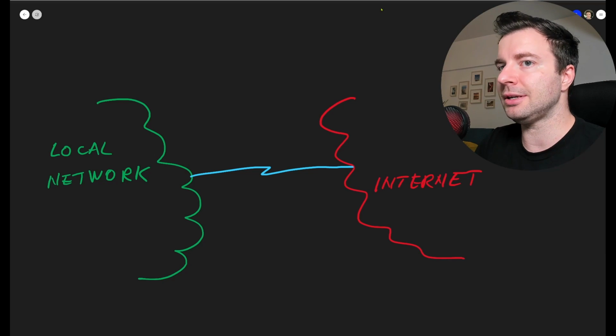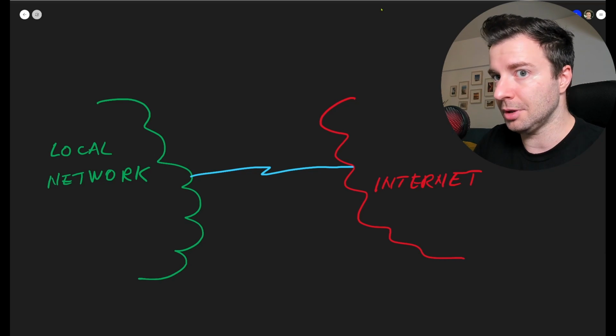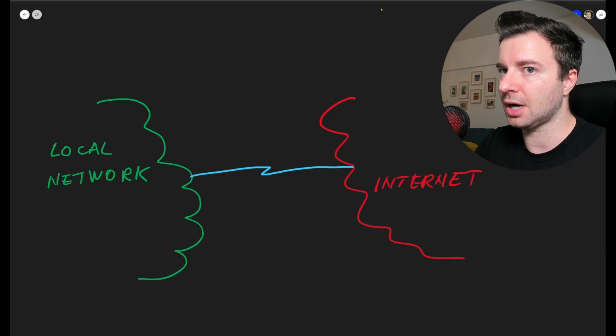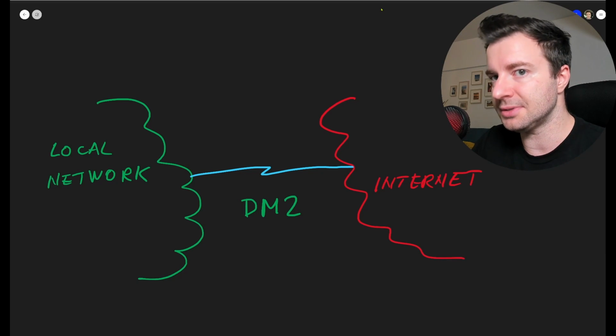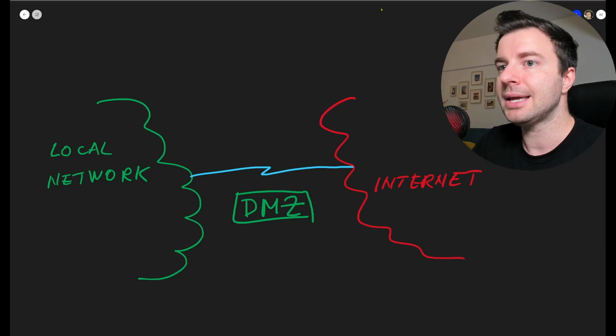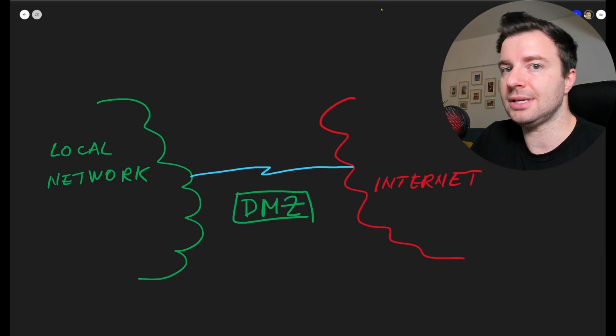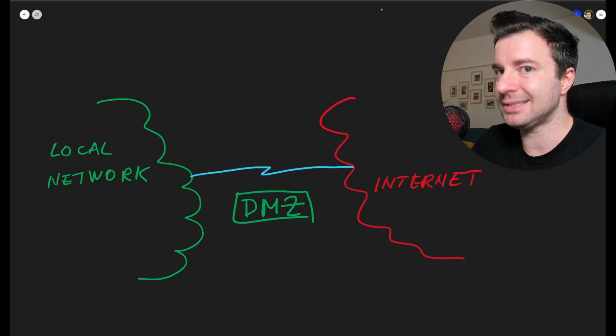Now, this is probably not going to be desirable because you will be allowing internet traffic and potentially malicious traffic to reach the internal network of your company. So a better decision for this would be to create an additional zone, which is going to be a completely separate networking segment from your local network, and that's going to be called a DMZ, a demilitarized zone.